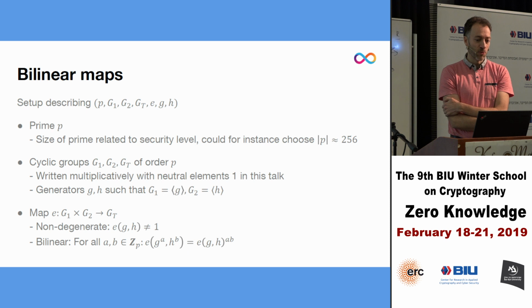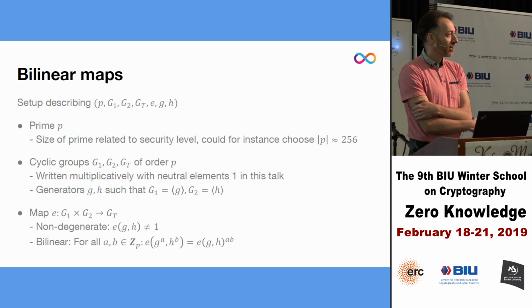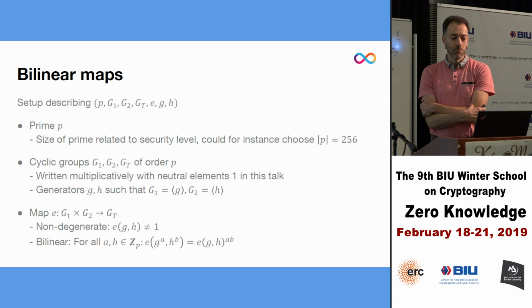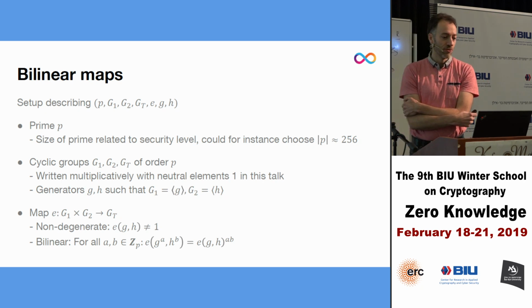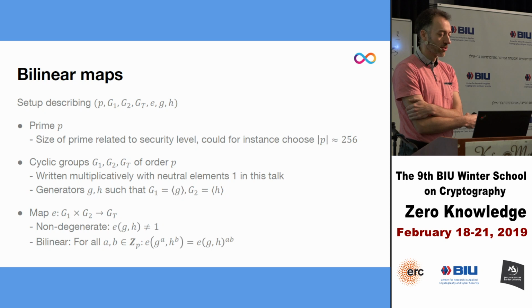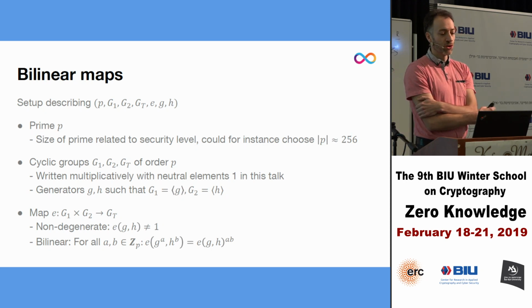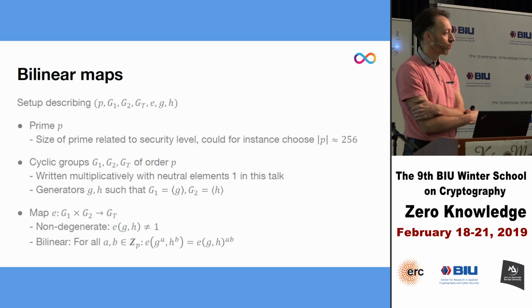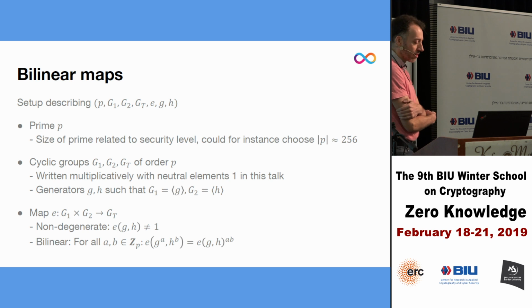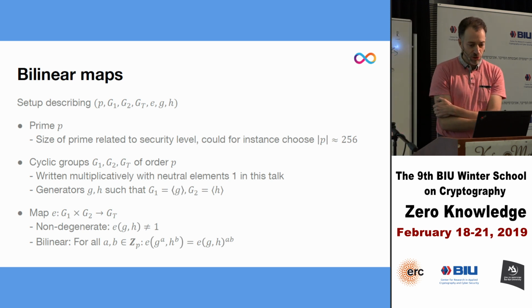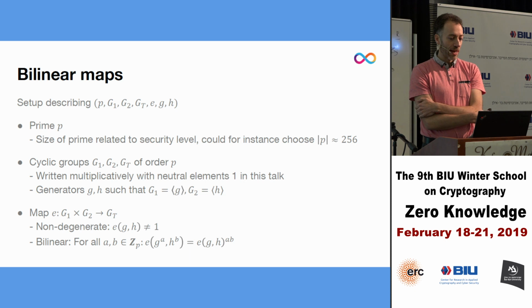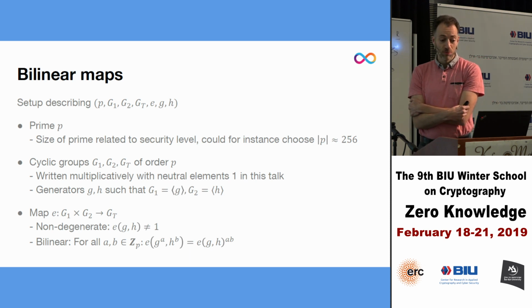So I'll be working in this talk with a setup that describes a prime P, three cyclic groups of prime order P, G1, G2, and GT. We usually call G1 and G2 the source groups or the base groups, and then GT for the target group. And mathematicians often write G1 and G2 additively, but I'll use multiplicative notation, which is more common in cryptography. I'll assume G and H are generators of the two source groups.